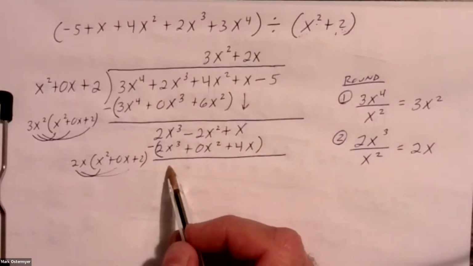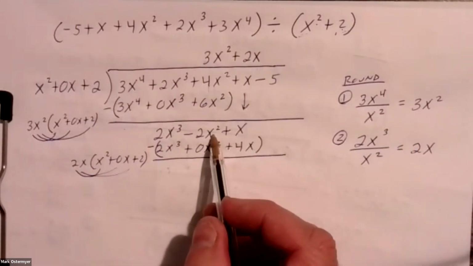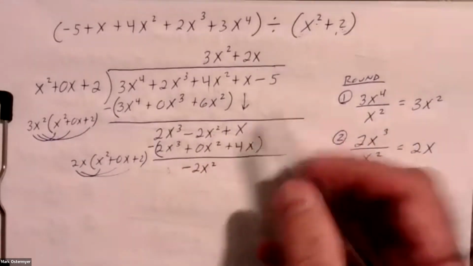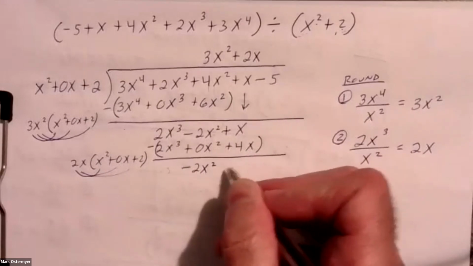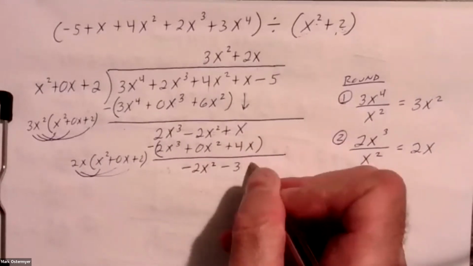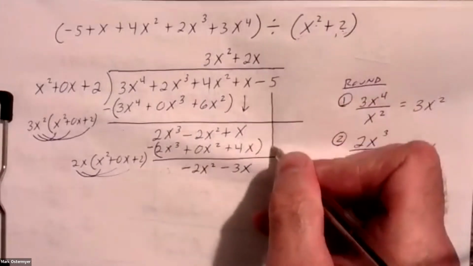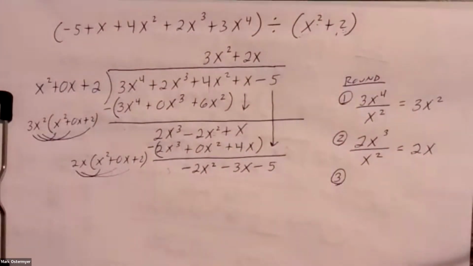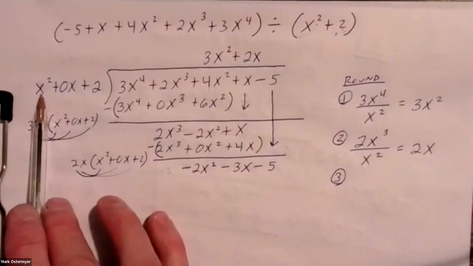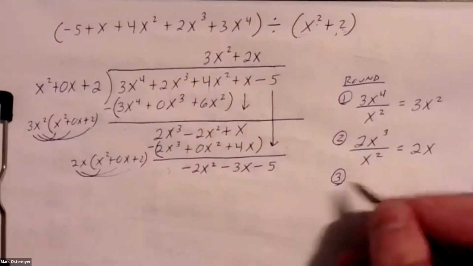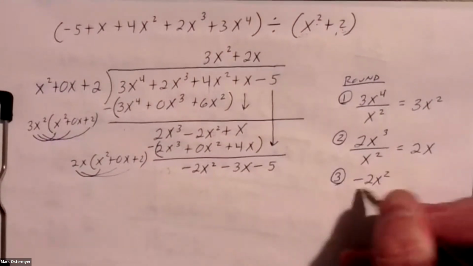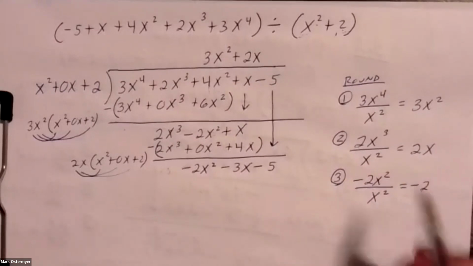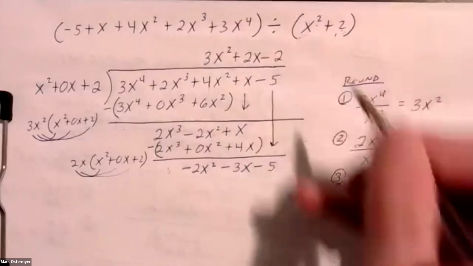2x cubed minus itself goes to 0. Negative 2x squared minus 0x squared is negative 2x squared. X minus 4x is minus 3x. Bring down the negative 5 as we begin round 3 of division. All right, here we go. X squared divides into negative 2x squared. How many times? It'll be negative 2 times. Minus 2 then is the next term in your quotient up here.